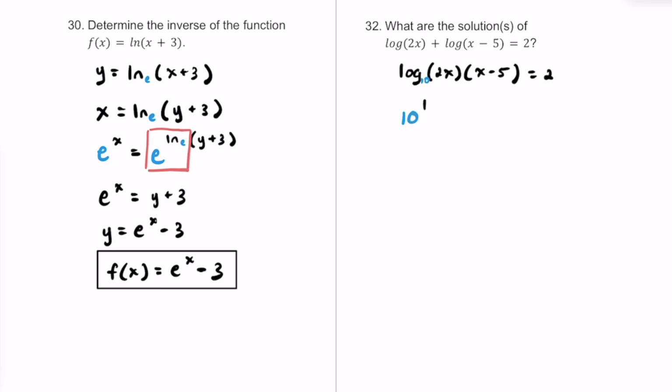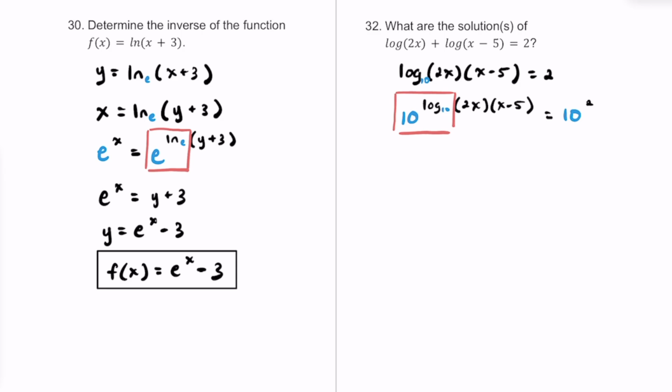So I'm going to write a 10 raised to the log base 10. This whole thing on the left side becomes a little exponent here. So log base 10 of 2x times x minus 5 is equal to, and on the right side we should exponentiate as well using the same base of 10. And again, we're using 10 because that was the base of the logarithm. We said earlier that this just kind of cancels out. I'm not going to go into the specifics right now, right?